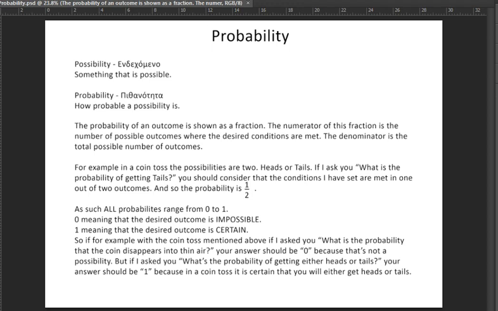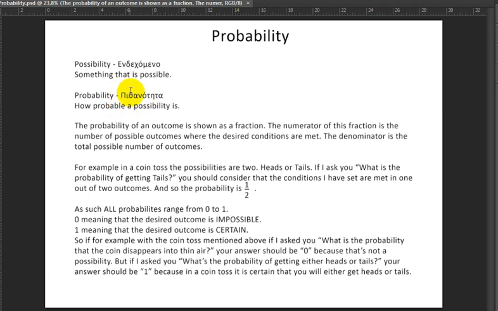Hello everyone, in this video we will be discussing probability. We will begin by defining the words possibility and probability. Possibility, which in Greek translates to ενδεχόμενο, means something that is possible, right? So if something can happen, it's a possibility, right?